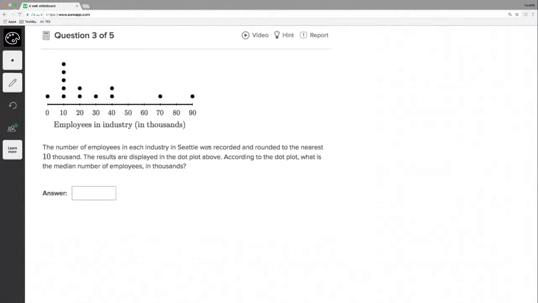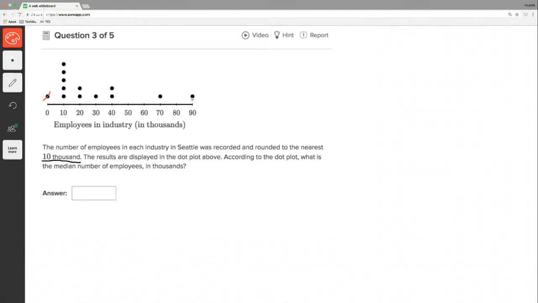The number of employees in each industry in Seattle was recorded and rounded to the nearest 10,000. The results are displayed in the dot plot above. According to the dot plot, what is the median number of employees in thousands? Okay. So for the median, we take all the values and we find the exact middle one. This is my strategy. First of all, let's see if it's odd or even. Assume it's odd. 1, 2, 3, 4, 5, 6, 7, 8, 9, 10, 11, 12, 13. Perfect, because then we have an exact middle. So how do we find the middle? Well, I'll go like this.